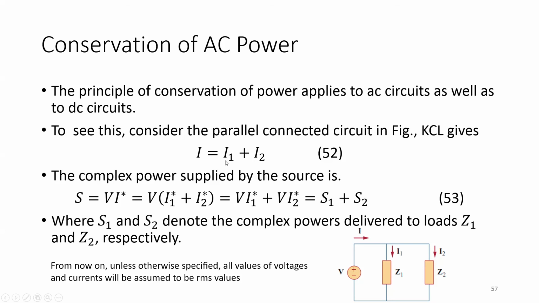Conservation of AC power is our next topic. The conservation of power applies to the AC circuits as well as the DC circuits. From our course on DC analysis, we have seen that the power remains conserved, and it can be proved in a number of ways. For example, for parallel connected load, the current I distributes among I1 and I2 to drive the load Z1 and Z2. So from the simple equation, complex power is V times I conjugate. We can write this equation where V times I1 conjugate plus V times I2 conjugate are equal to S1 plus S2, where S1 and S2 are the complex powers absorbed by Z1 and Z2 respectively.